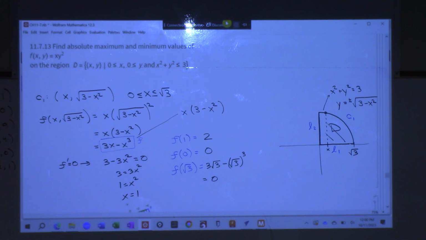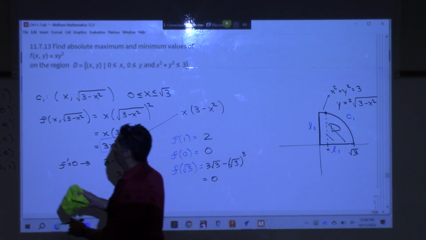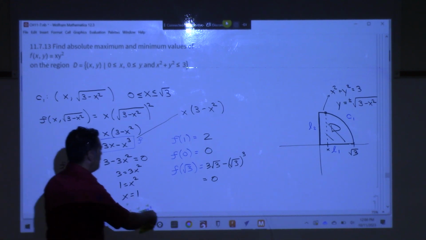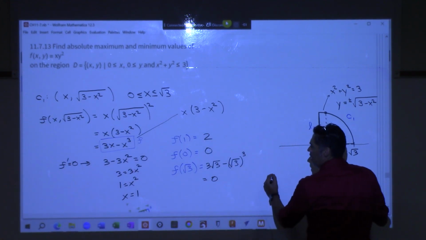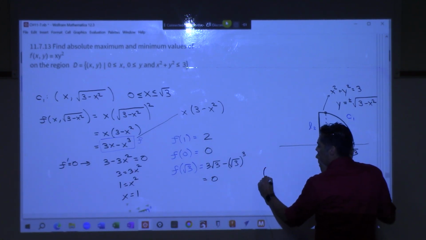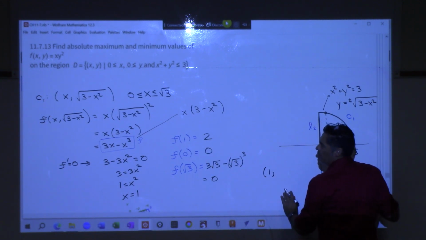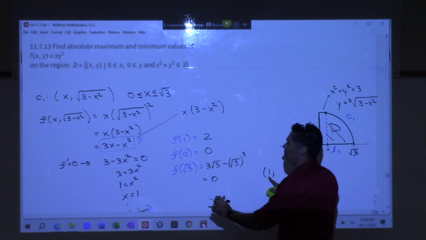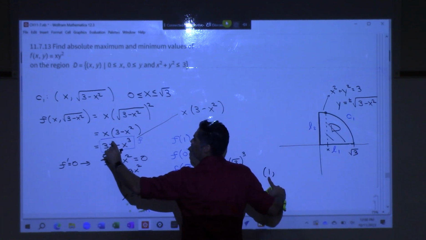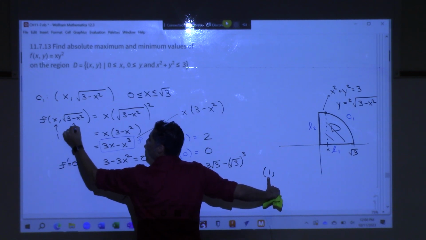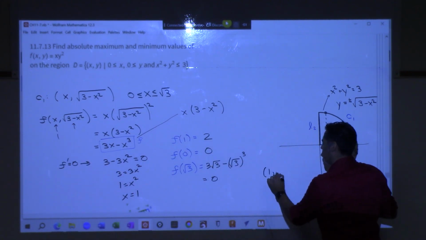Okay, so have I listed any points? I haven't listed any points, have I? How do I list these points? Let's do these first. What are the points here? I have, when I plug in 1 for x, right? What's my y coordinate when I plug in 1 for x? If I plug 1 in for x, we're plugging it in right here, right? 1, and then right, yeah, you get root 2.